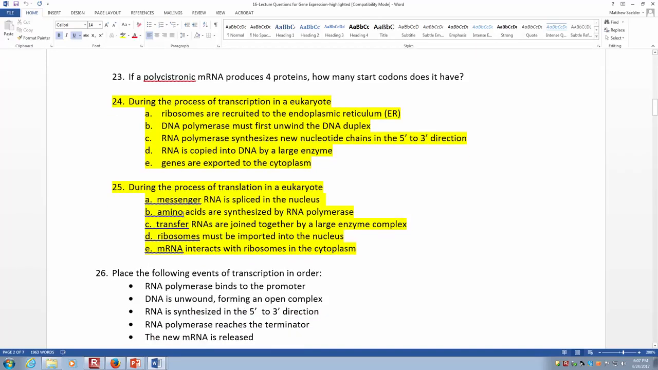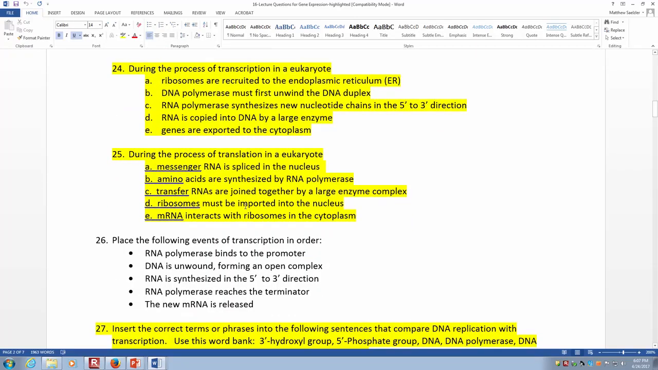Okay, so 25, during the process of translation in a eukaryote, what? Not B.